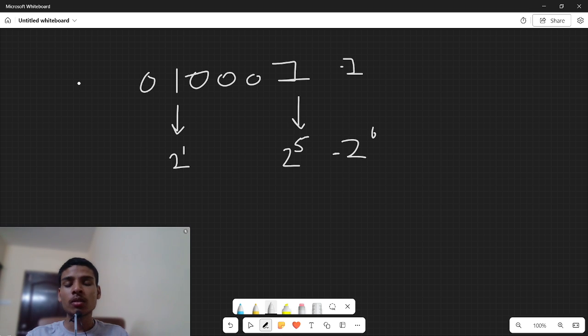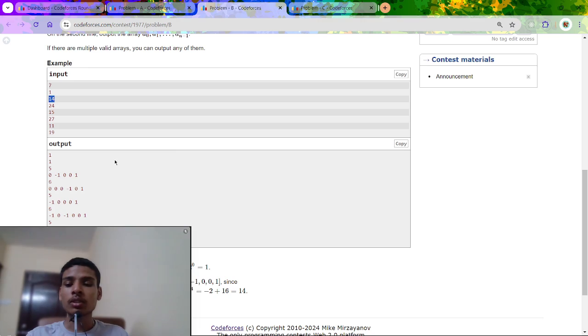Also you have to make sure of one thing: if you pick any two consecutive numbers, then one of them should be 0. For example, if I choose these two numbers, then this one is 0. If I choose these two numbers, then both of them are 0. But if I choose these two numbers, then you can see none of them is 0. So the answer is not valid in this case. So how can you solve this problem?